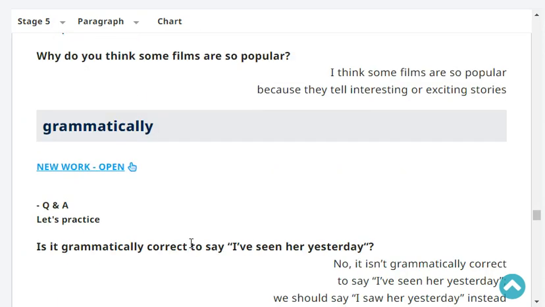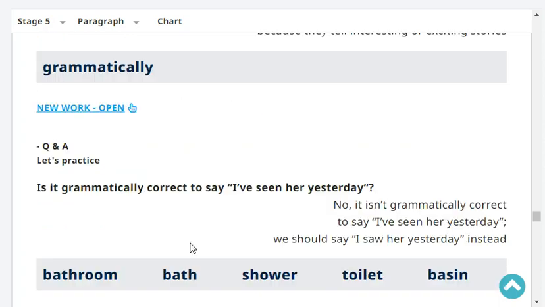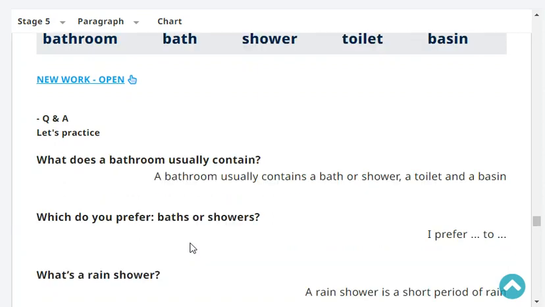Is it grammatically correct to say I've seen her yesterday? No, it isn't grammatically correct to say I've seen her yesterday. We should say I saw her yesterday instead. Very good.